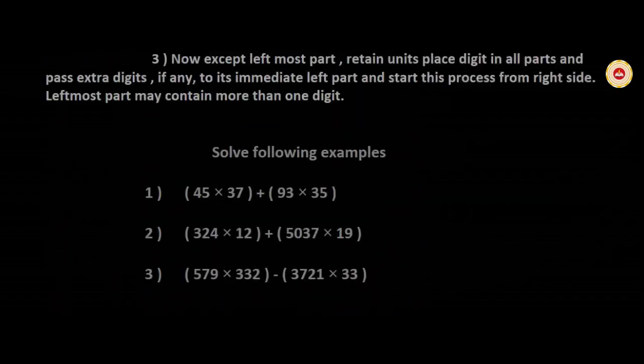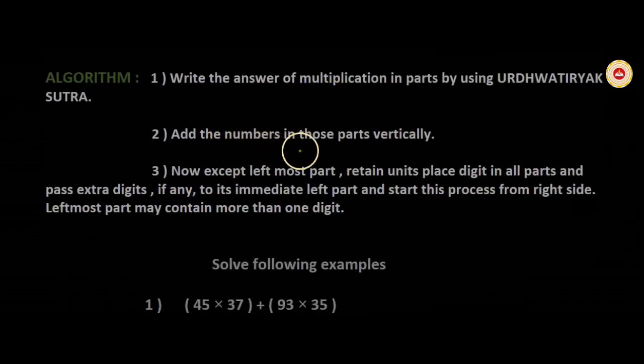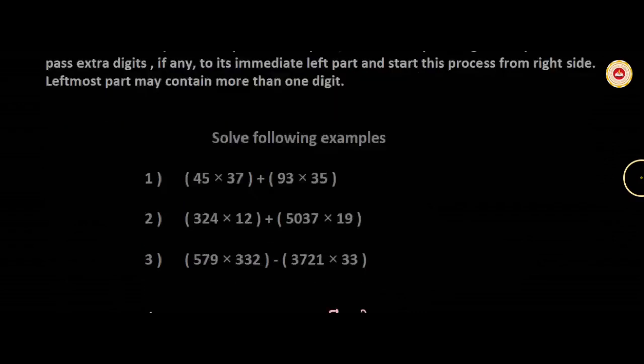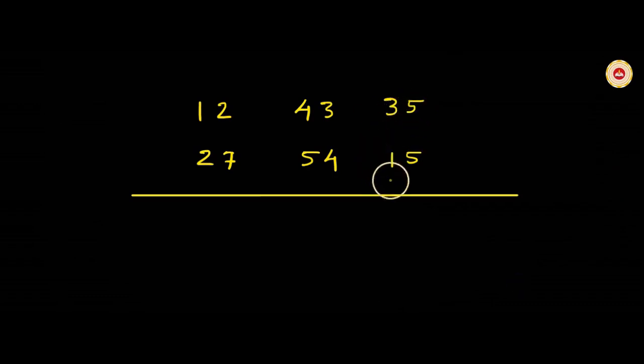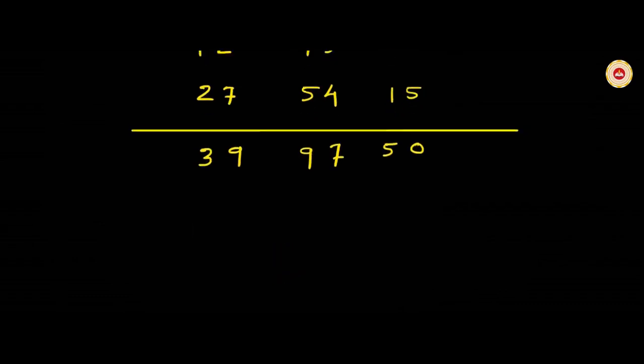Now what is second step? Add the numbers in those parts vertically. Let us add these parts. Let us add the numbers in these parts vertically. 5 plus 5, 10, carry 1, 3 plus 1, 4, plus 1, 5. Now this part, 4 plus 3, 7, 5 plus 4, 9, 7 plus 2, 9, 2 plus 1, 3. So we have added vertically.